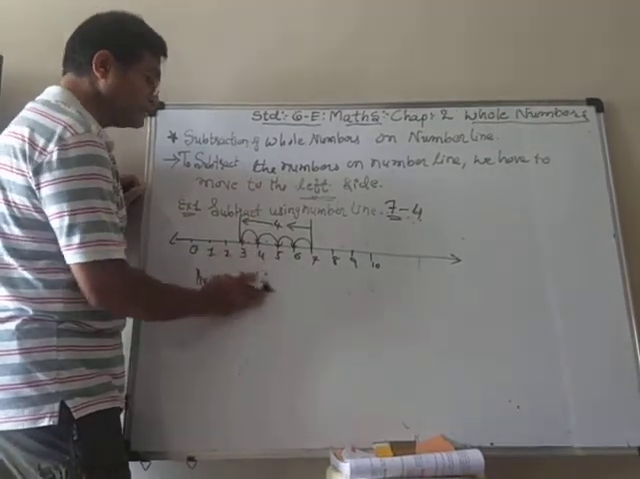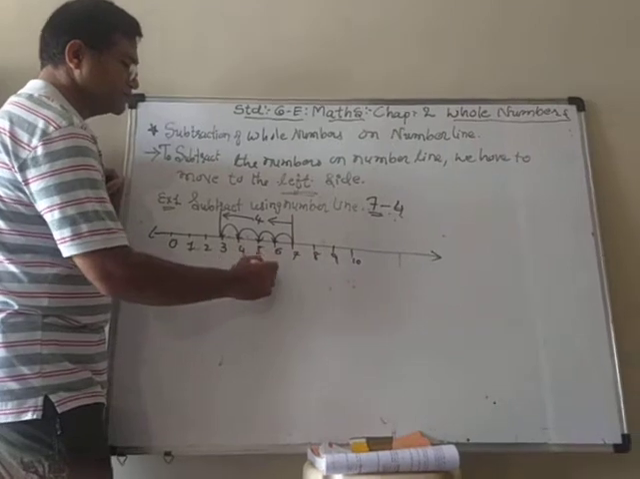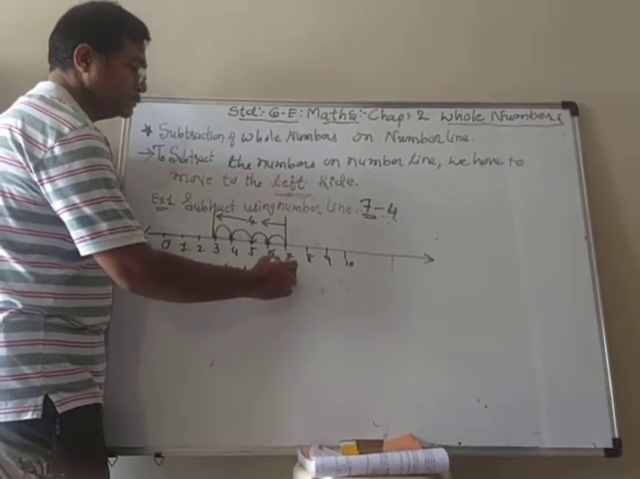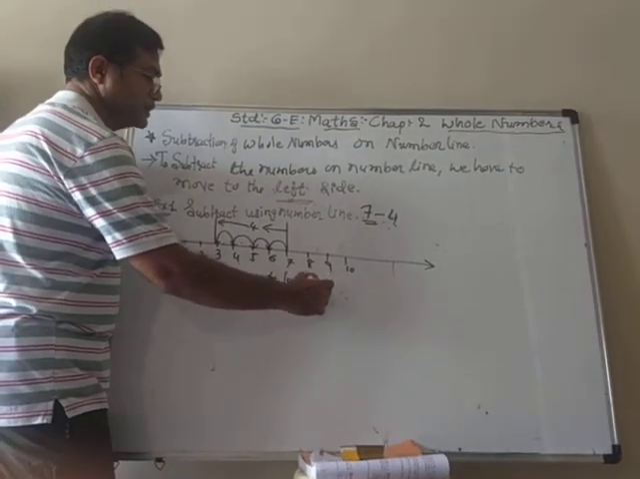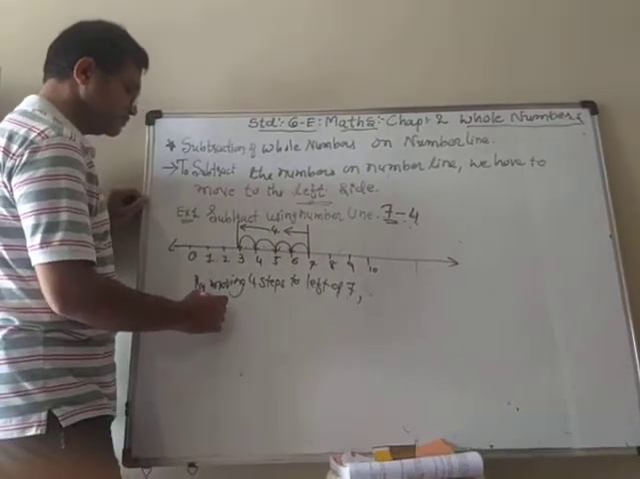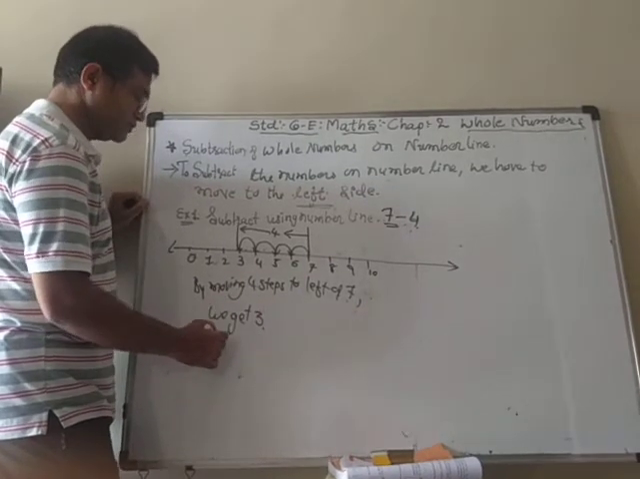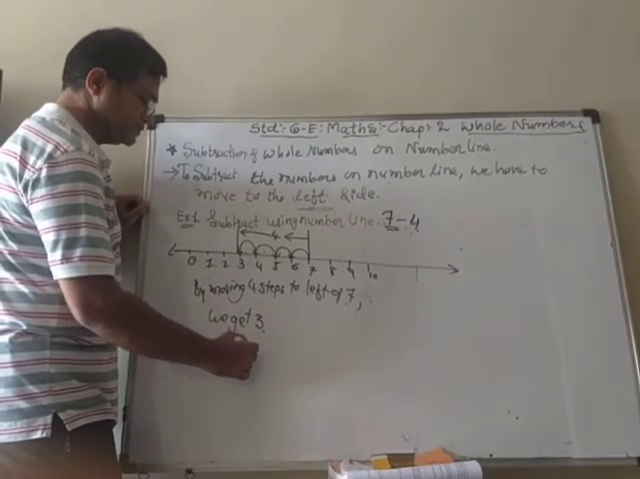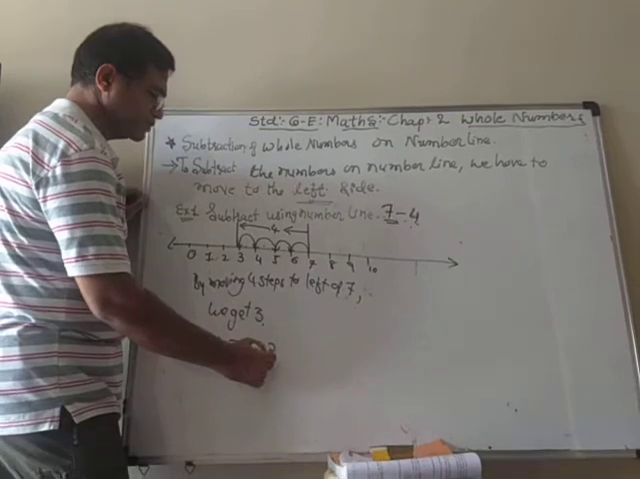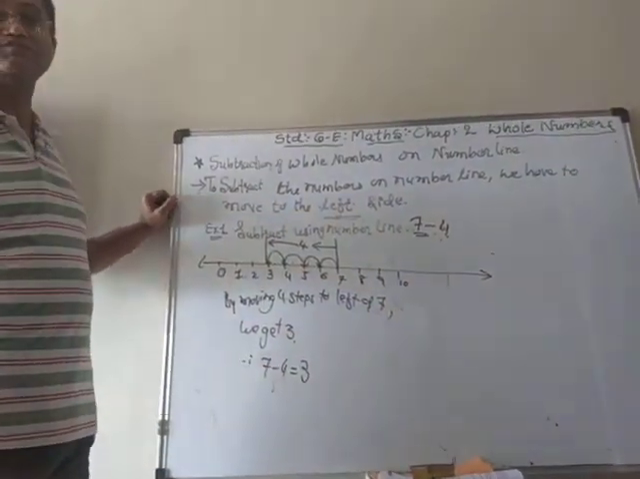Left. How many steps? 4 steps to the left of 7. What did we get? We get 3. Therefore, 7 minus 4 is equal to 3.